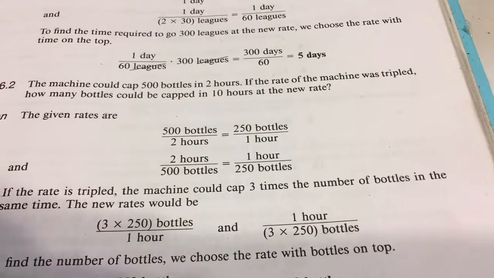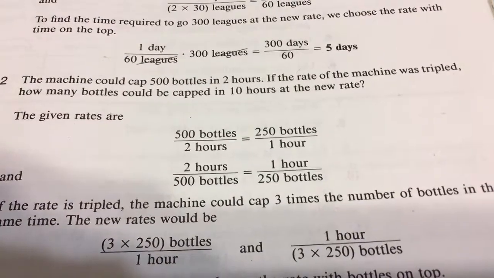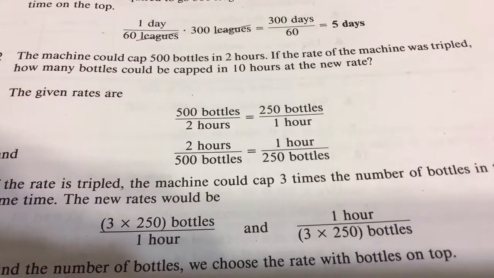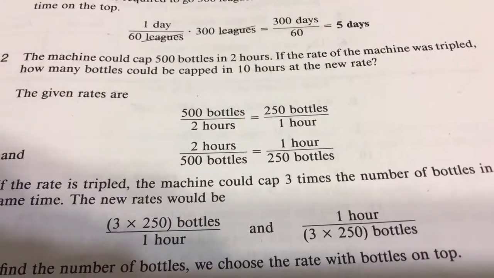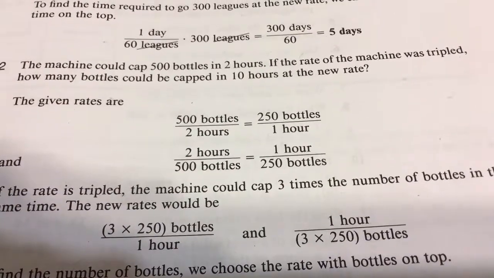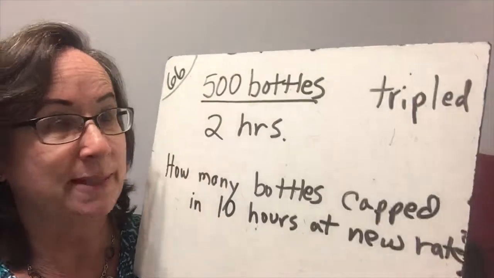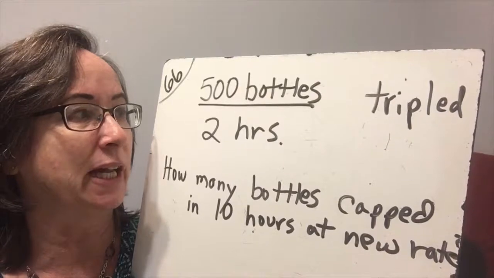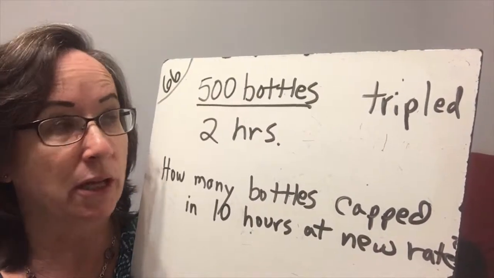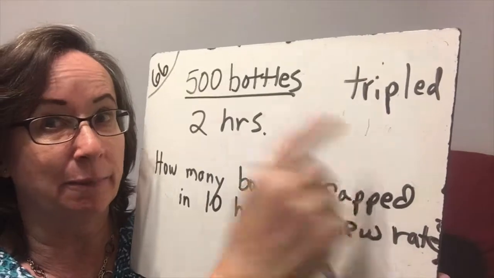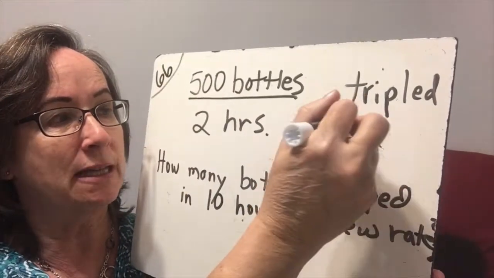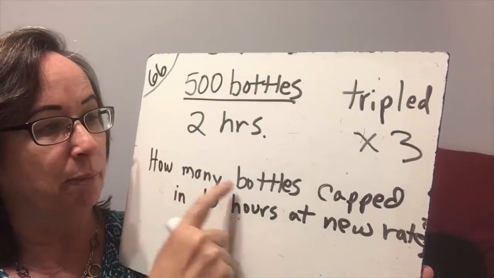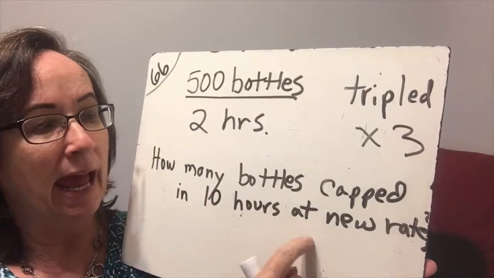Okay, let's read example number 2. It says the machine could cap 500 bottles in 2 hours. If the rate of the machine was tripled, how many bottles could be capped in 10 hours at the new rate? Okay, so the problem said that our original rate was 500 bottles capped every 2 hours. It's a lot of bottles. And then it says our rate is going to be tripled, which we know tripled means times 3. And then we're going to have our question, how many bottles capped in 10 hours at the new rate?